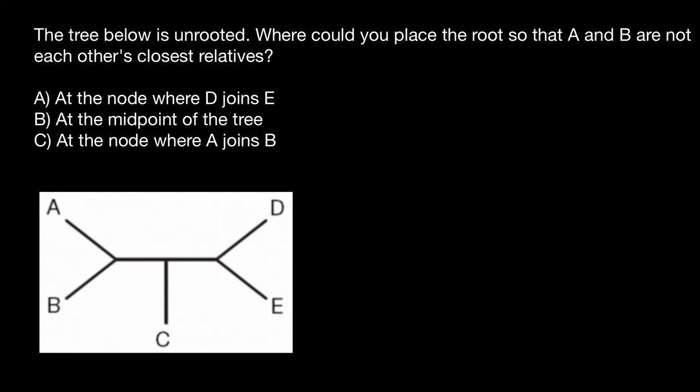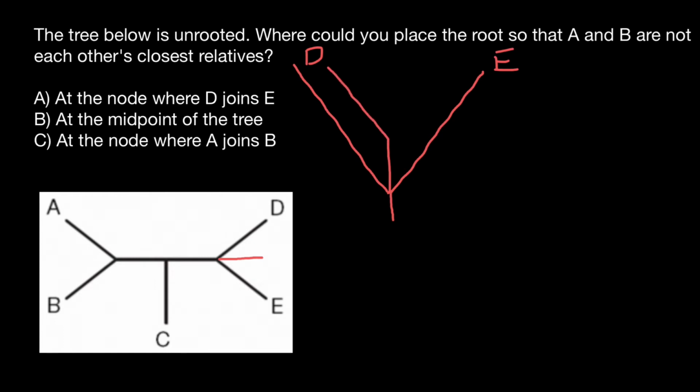So what is going to happen if, for example, we put the root, let's say, here. So here's our root, and here's our species D and E, and here is going to be another species C, and we're also going to have two species here, which are species A and B. According to this diagram, species A and B are still close relatives, so we have to reject this hypothesis that we should put our root here.